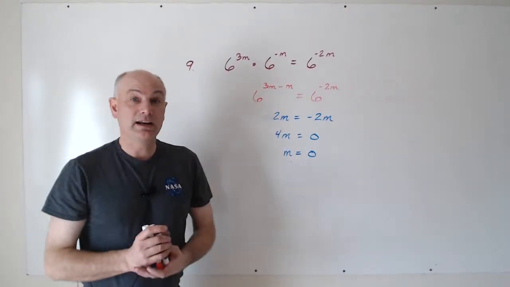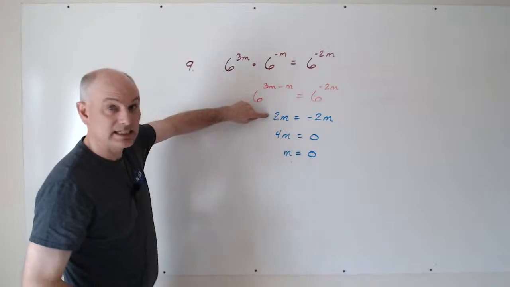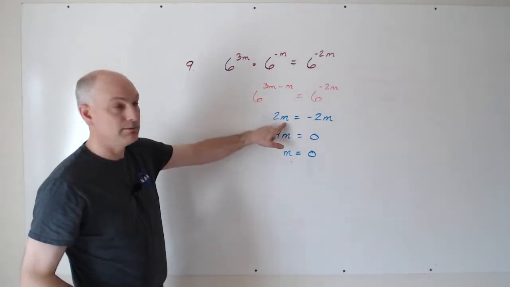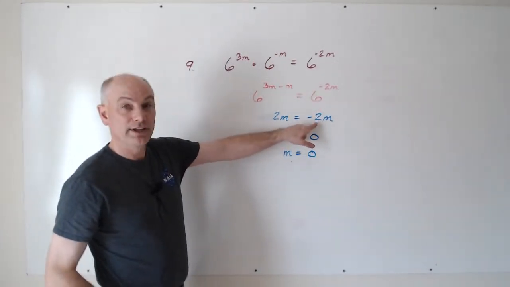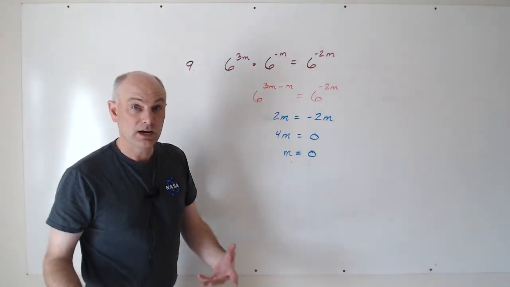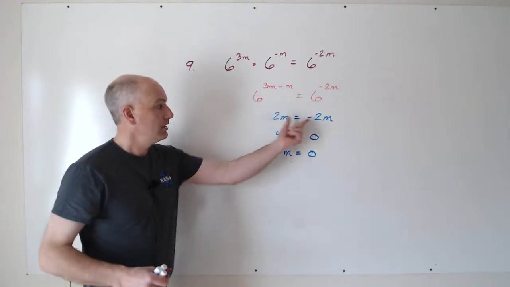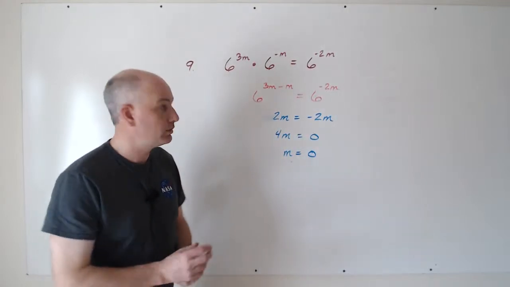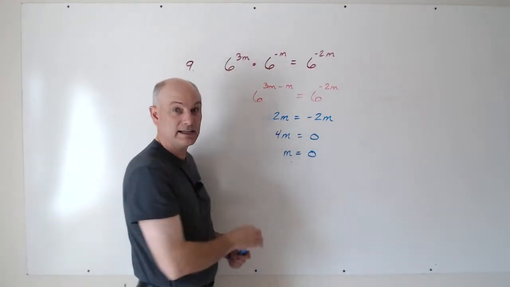Now, we could have made an argument from this line that the only way that 2 times a number is going to equal negative 2 times a number is when the number is 0. It wouldn't work with anything else, because 0 is the only way that those two can be equal to each other, because one is negative and one is positive.